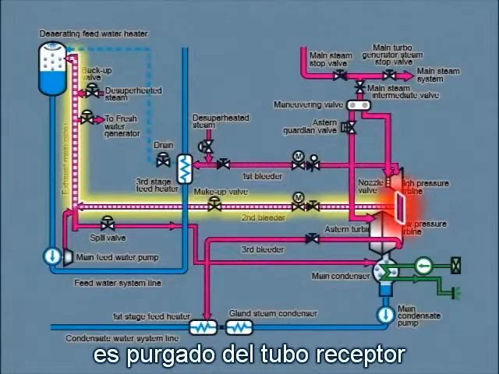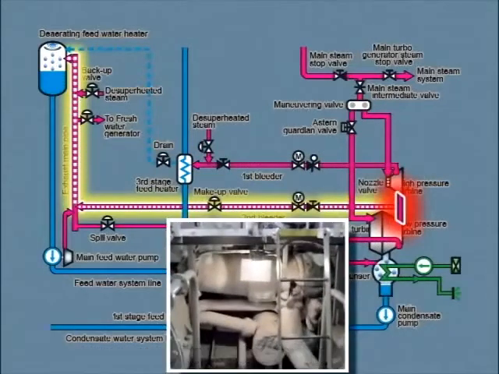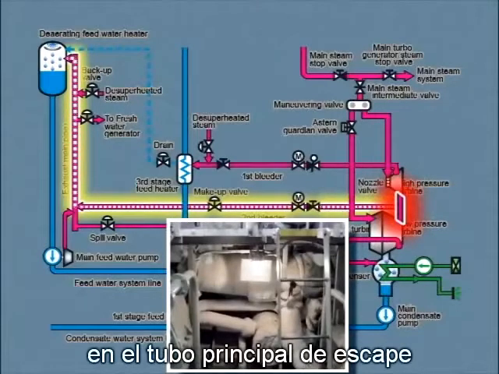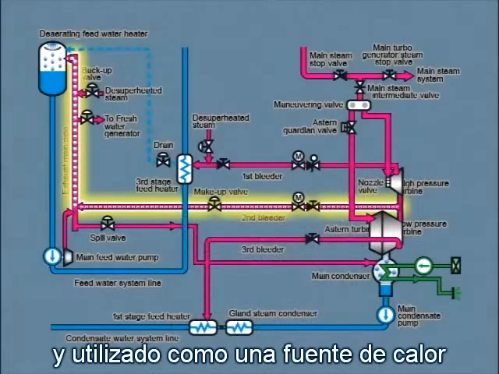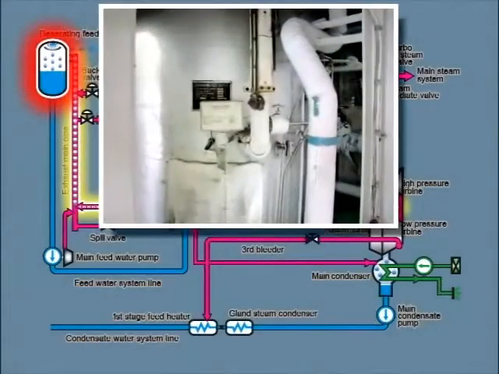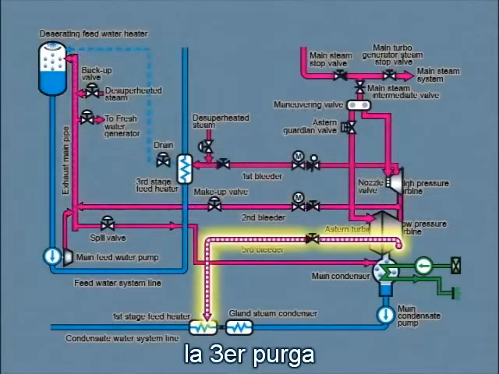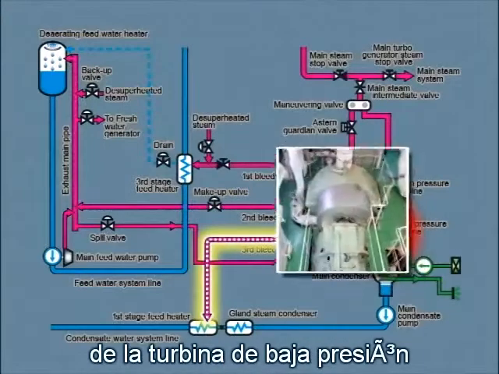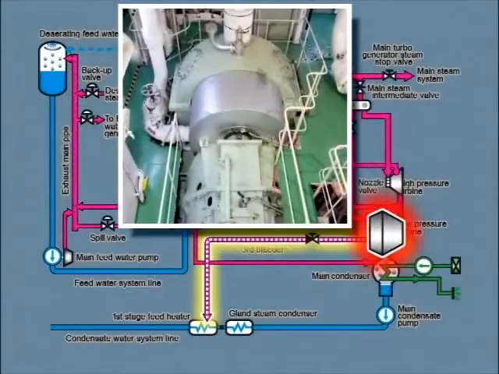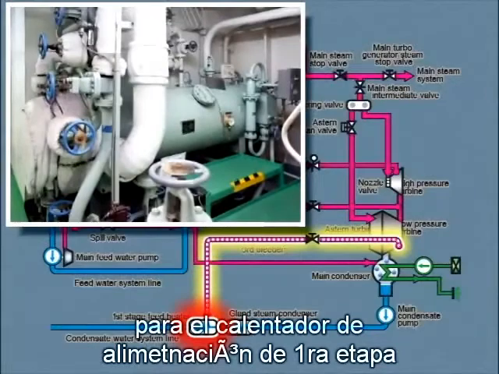The second bleeding steam is bled from the receiver pipe, connecting the high-pressure and low-pressure turbines. The bled steam is guided into the exhaust main pipe and used as a heat source for the deaerating feed water heater. The third bleeder extracts steam from the low-pressure turbine and uses it as a heat source for the first stage feed heater.